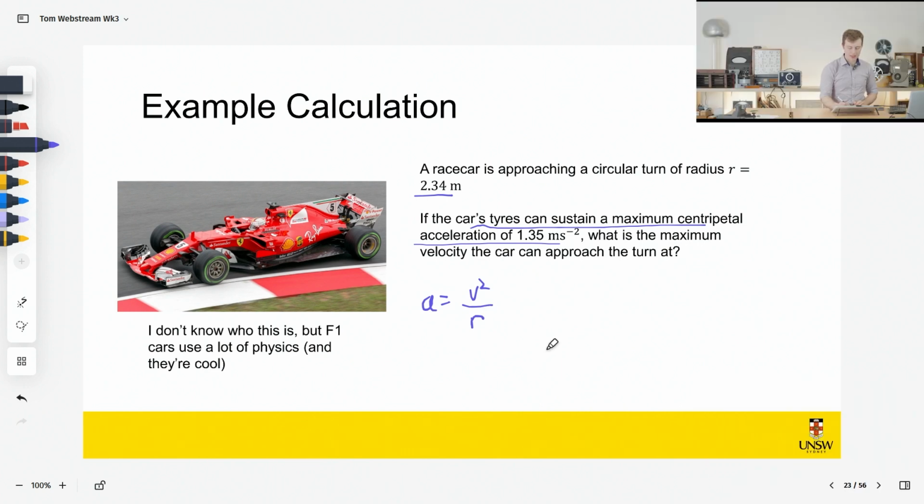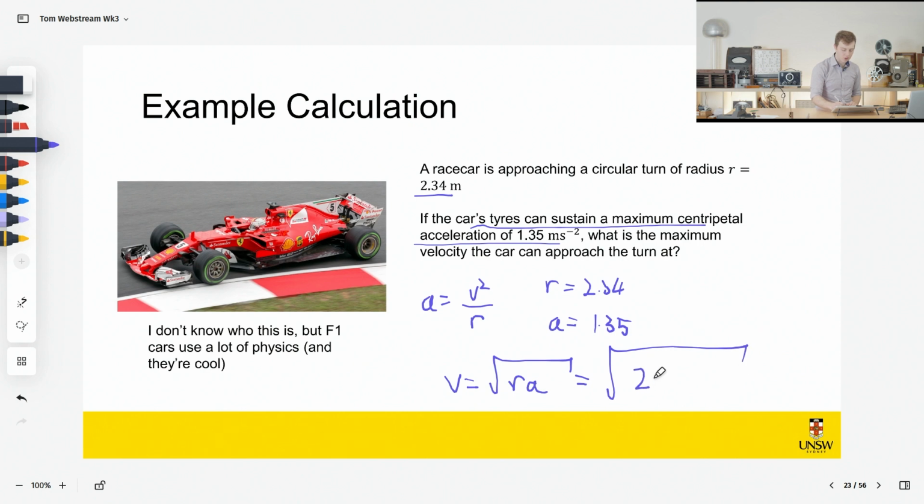So we've got this. We know r and we know a. And we're looking for v. So v is equal to the square root of r a, which is equal to the square root of 2.34 times 1.35.